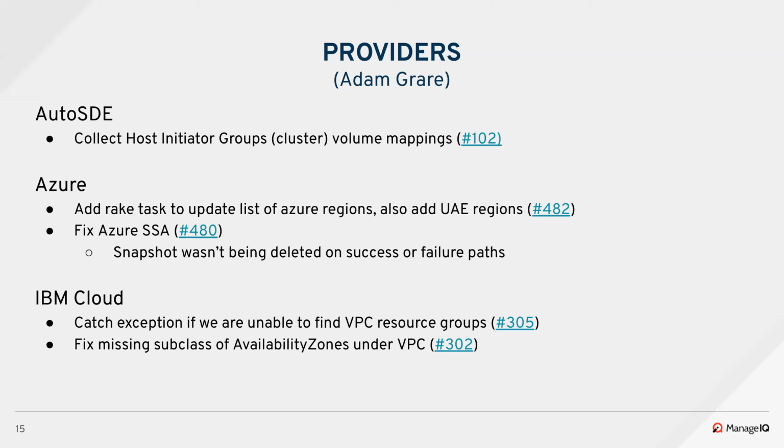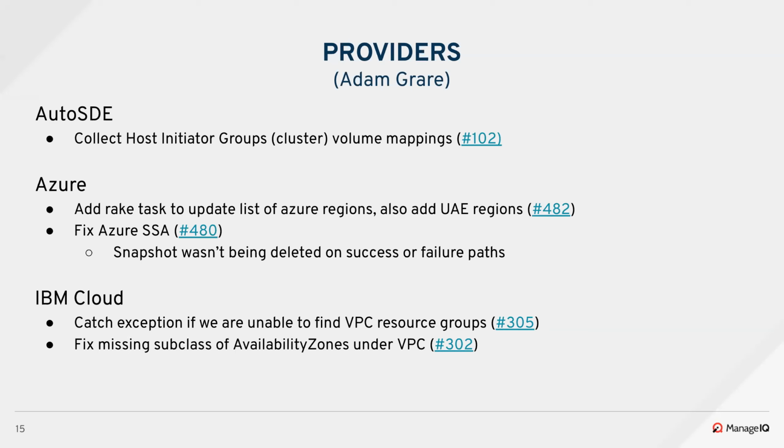For IBM Cloud, we're catching an exception if we're unable to find VPC resource groups. These are coming from a different API and require your credentials to have a certain account type. And if they don't, then the refresh was failing as opposed to printing a useful error message. So Nasser fixed that.